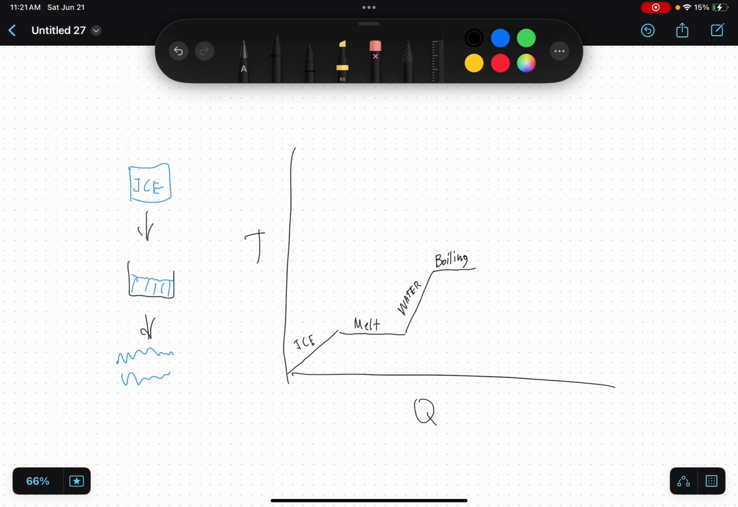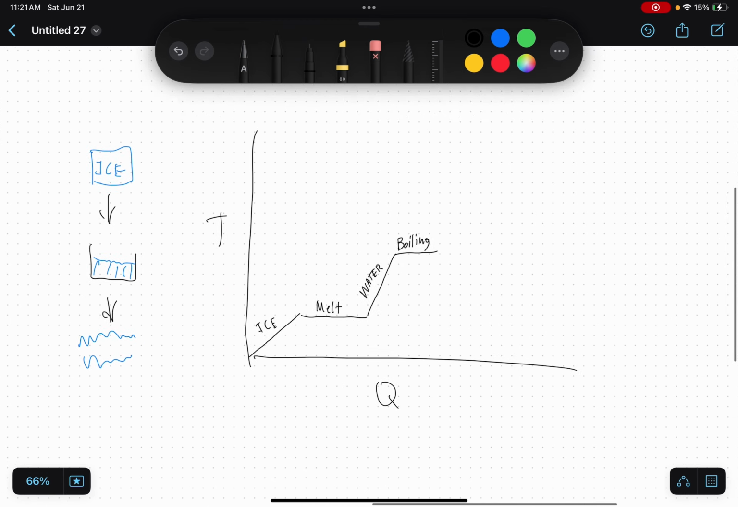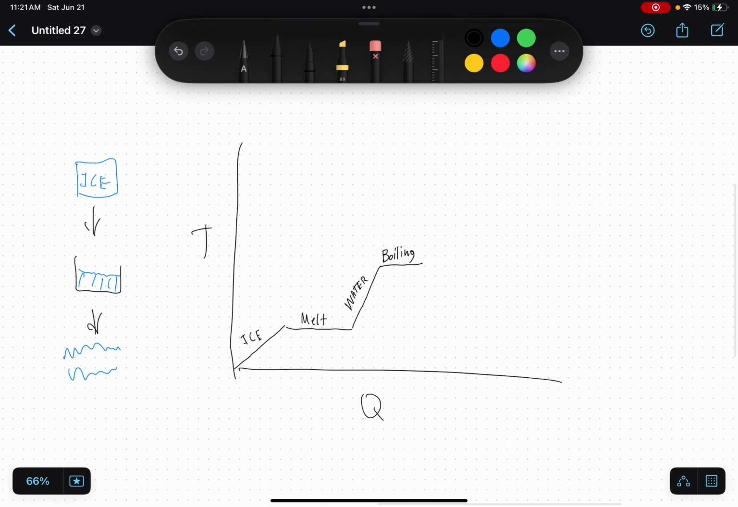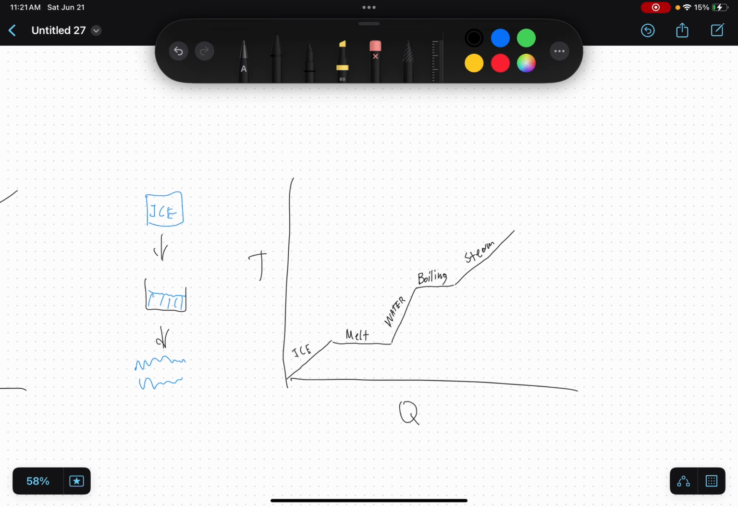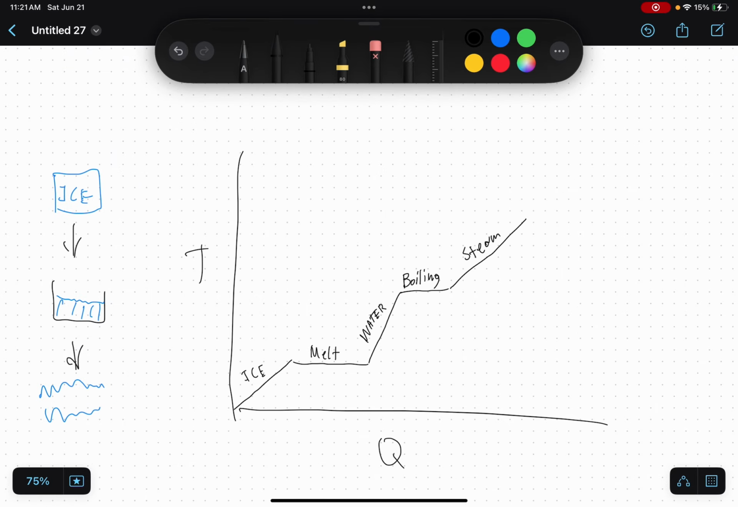Well, it'll turn into plasma at a certain temperature, and that's another phase change, but we don't worry about that. I'm going to change it. Okay, there you go. Cool.